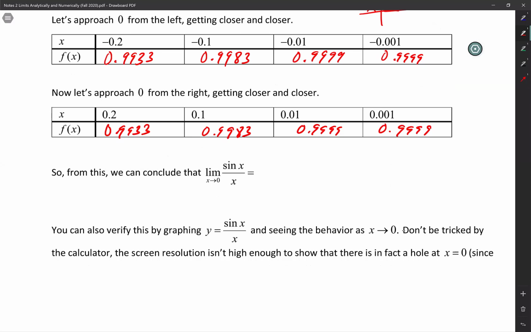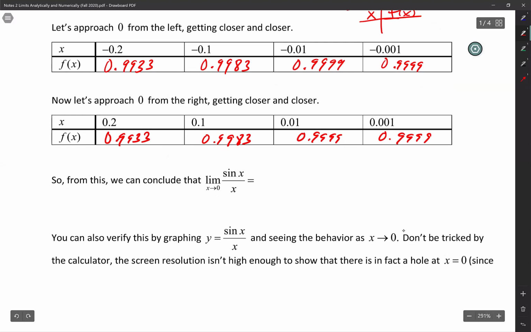Does that make sense? Yeah. All right, so from this we can conclude that the limit of sine x divided by x is, well, let's see, if I approach 0 from the left, what number does it look like I'm converging at? 1. By the way, how would I write that? Like this: limit as x approaches 0 from the left of sine x over x equals 1.